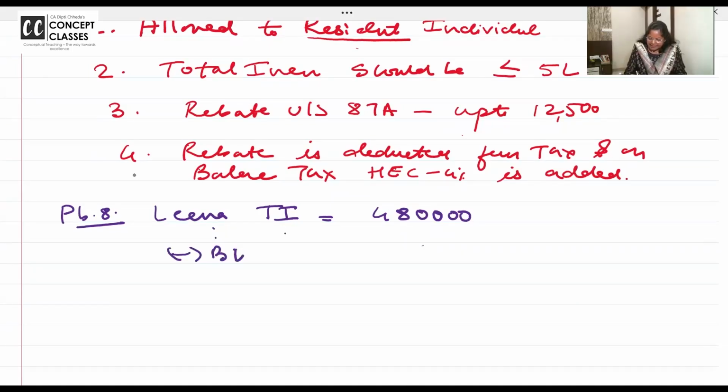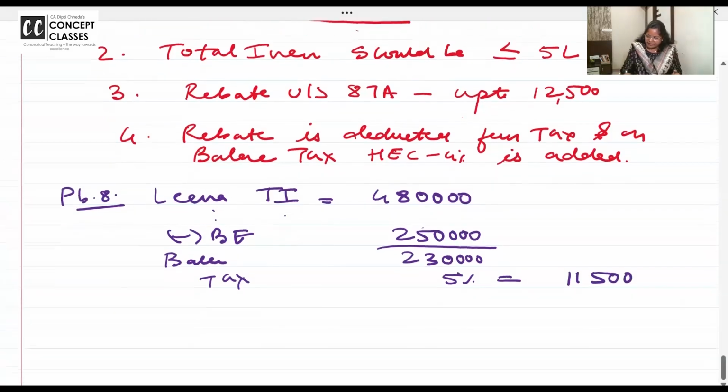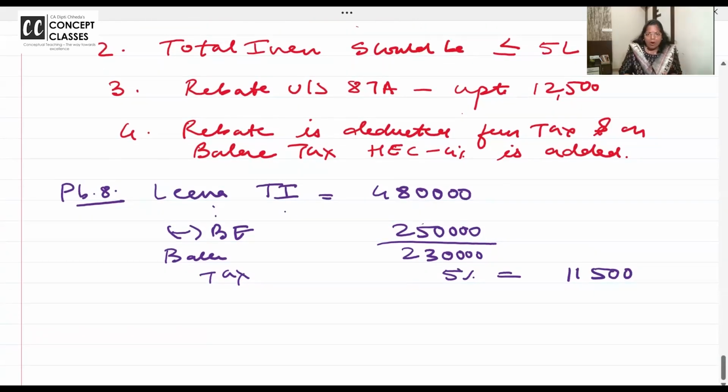So total income is 4,80,000. What will be the basic exemption for Leena? 2,50,000. What is the balance income? 2,30,000. इस पे टैक्स कितना होगा? 5%. So 230 into 5%. How much is it coming? 11,500.